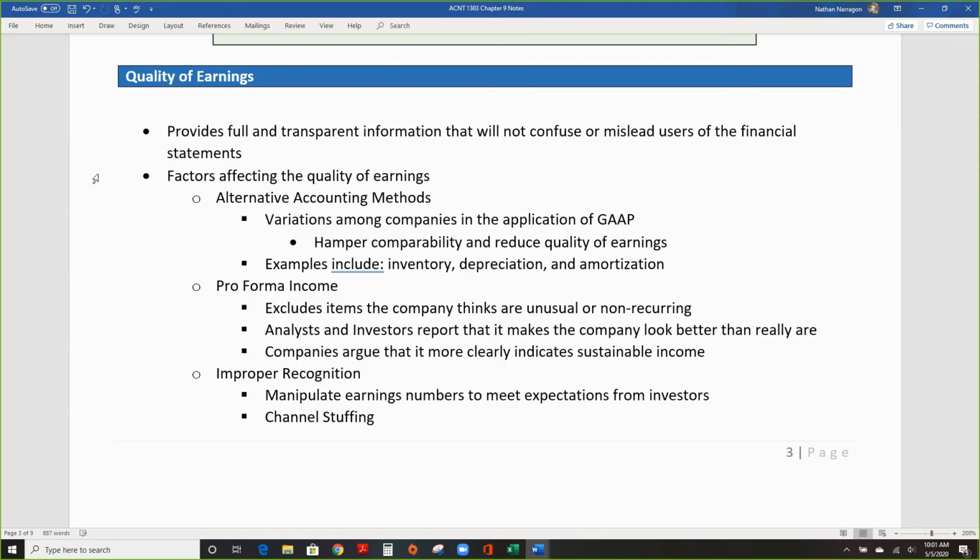We also have something called pro forma income, which basically excludes items the company thinks are unusual or non-recurring, thus the discontinued operations and other comprehensive income. These are done by analysts and investors. They're really focused on these items. So they report it in a way that makes the company look better than they really are. Technically, if we can pull out what we want, this is how companies really can mess with y'all on the stock exchange. Right here with pro forma, basically if I can say these items that are messing with us, that are hurting our income, I can pull them out to make our income better, then I'm going to do that.